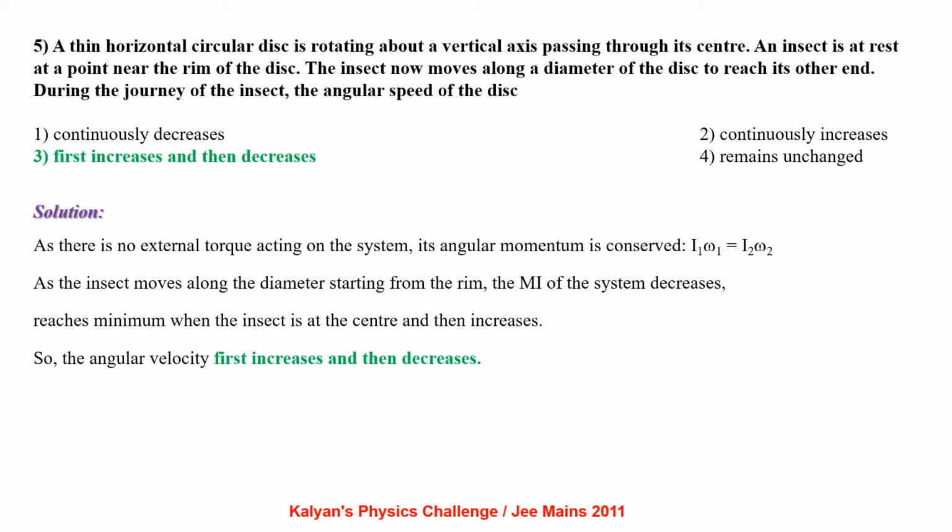During the journey of the insect on the disc, there is no external force or torque acting on the system, so the angular momentum of the system is conserved. We can write I1 omega 1 equal to I2 omega 2. As the insect is initially on the rim and it is moving along the diameter, the moment of inertia of the system slowly decreases, becomes minimum when the insect is at the center of the disc, and then again increases to reach maximum value when the insect reaches the other end of the diameter. So there is a decrease and increase of moment of inertia. Since moment of inertia is inversely related to angular velocity, the angular velocity first increases and then decreases.